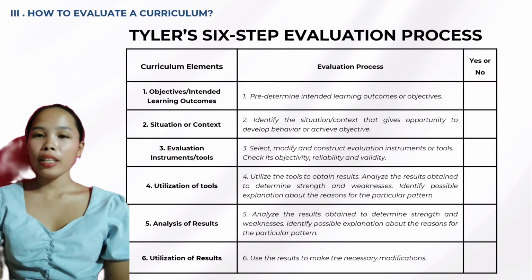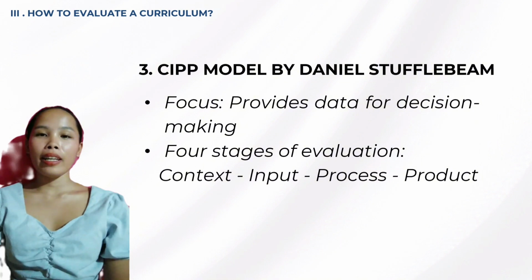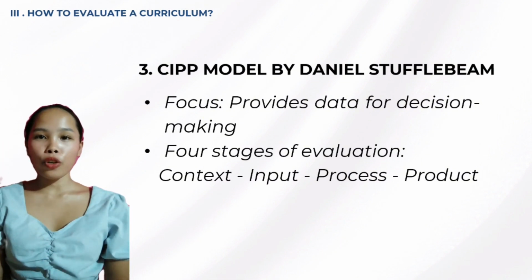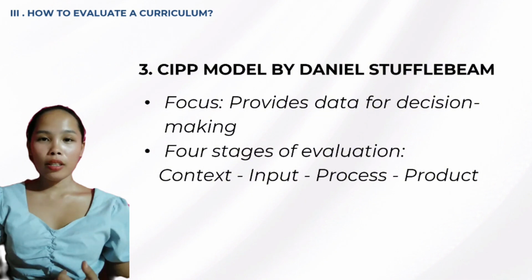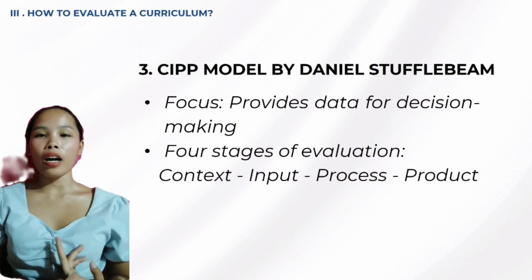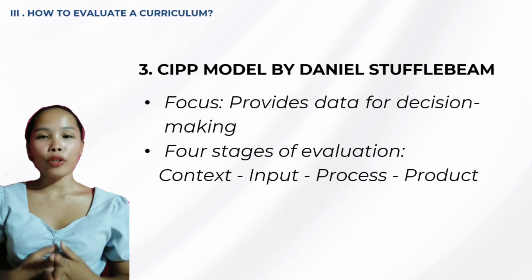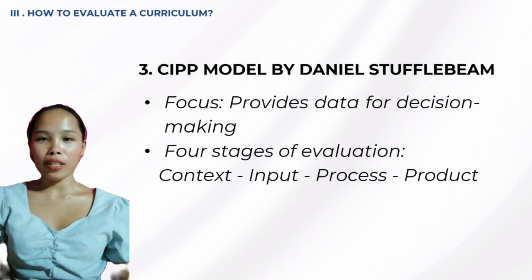Now, the third model is the CIPP model by Daniel Stufflebeam. Its focus is to improve or provide data for decision making. So the 4 stages of evaluation are context, input, process, and product. So this model is more comprehensive and ideal for program-wide evaluations.